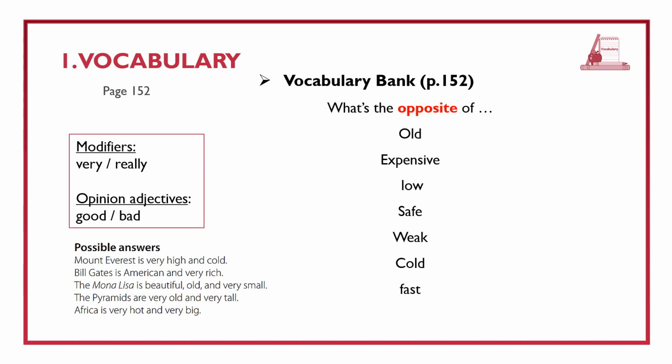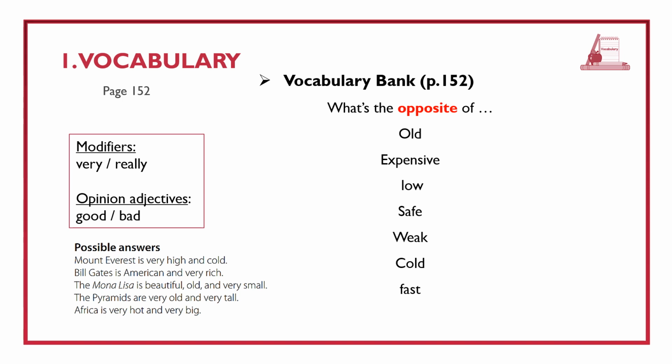Now, please look at the second box about opinion adjectives. We have 2 adjectives, good and bad, which are opinion adjectives. That means they tell us about somebody's opinion. For example, when I say Mark is a good boy, that's my opinion about Mark. That means I think he is good.